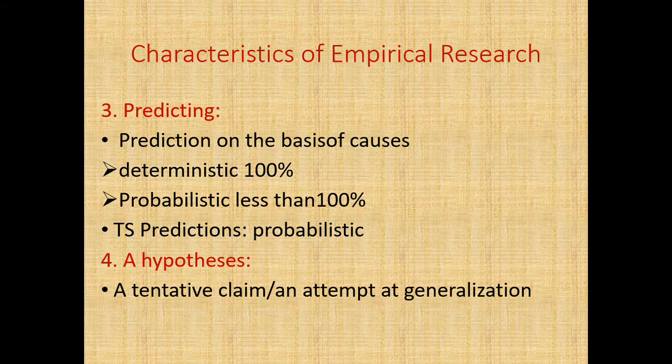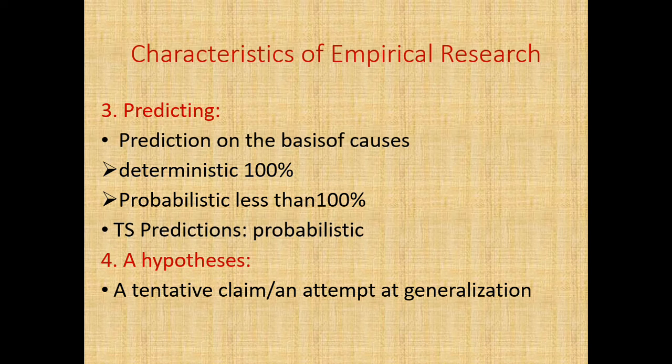The third characteristic of empirical research is predicting, of course on the basis of known causes of something. Predictions are of two types: deterministic, which are 100% true predictions based on the real causes, and probabilistic, that is, less than 100%. In translation studies, all the predictions are probabilistic, because not only in translation studies but in the humanities and social sciences, this is the basic nature of these areas.